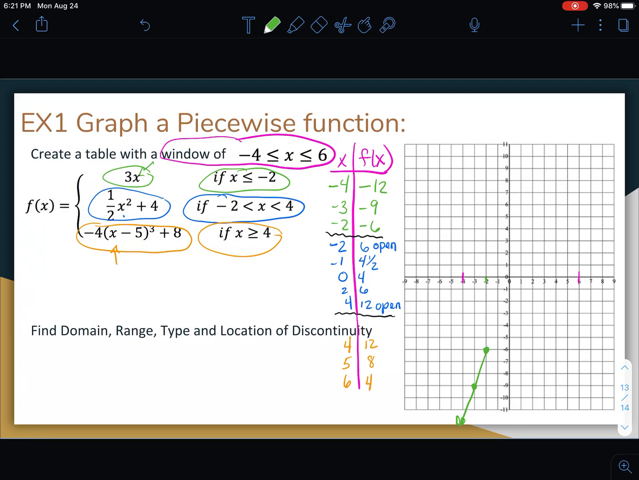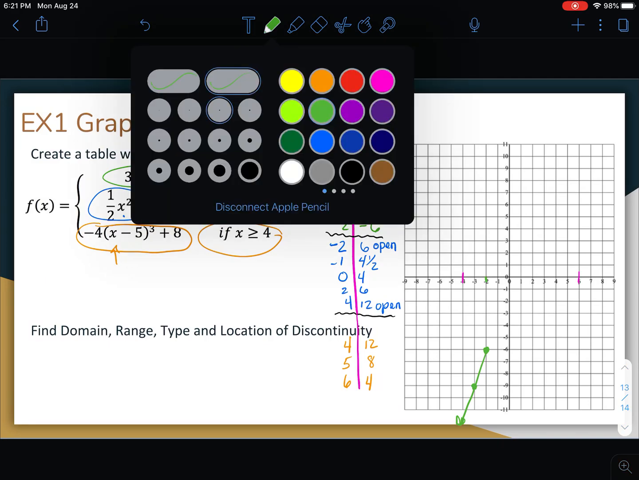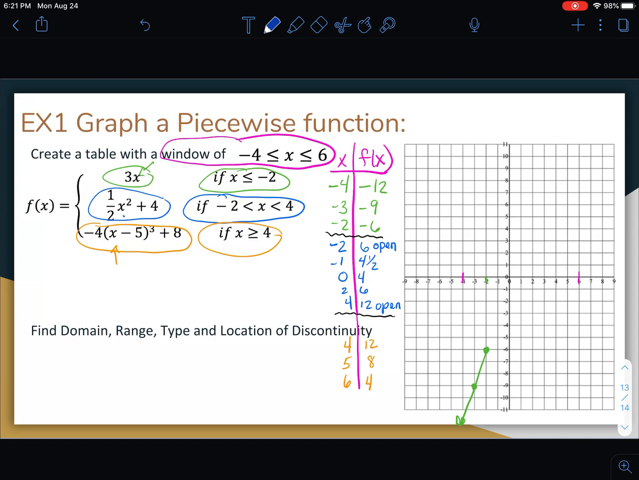Now, if it was just this line, we would go ahead and extend it in both directions. But this piecewise function says only use the linear piece for inputs less than or equal to -2. Okay, we're going to go ahead and do the blue part, which is our quadratic. So the first thing here is when I plug in -2, I get 6, but remember, that is an open circle. But we need it there because we get very close to that open circle. So we need it there to kind of hold that spot.